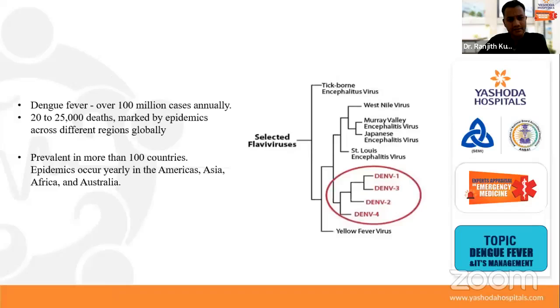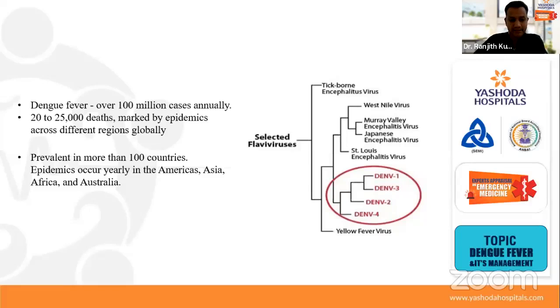So, dengue fever occurs in almost 100 million cases annually, and nearly up to 25,000 deaths are noted across the world. It is prevalent in more than 100 countries: Asia, Africa, Australia, and America. Basically, the term dengue means a sudden cramp-like seizure caused by an evil spirit. That is the reason it is otherwise called breakbone fever or dandy fever.